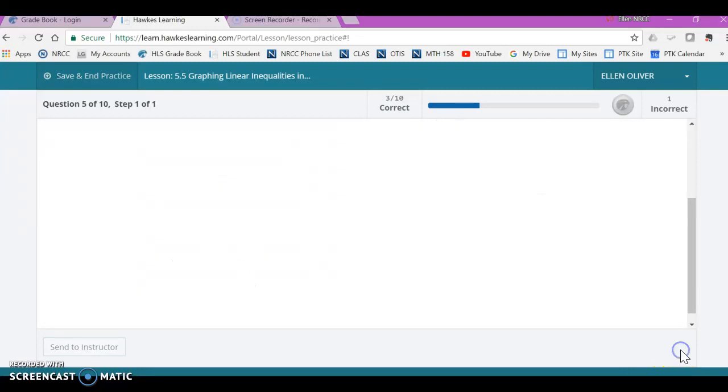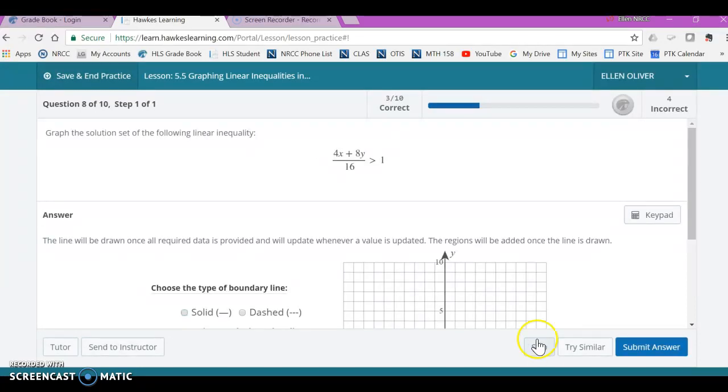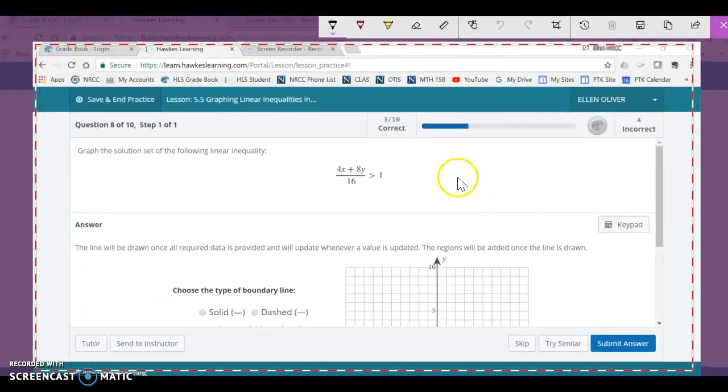And that was it. All right, same kind of thing. Distribute your 4, solve for y. I'm going to skip it. Same thing here. This one, you're going to start by multiplying both sides by 16. We'll just do the algebra for this one.